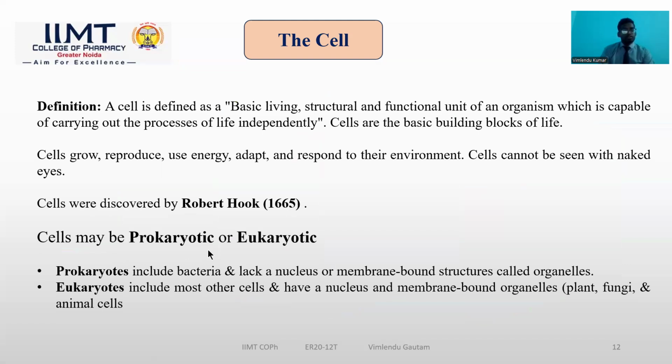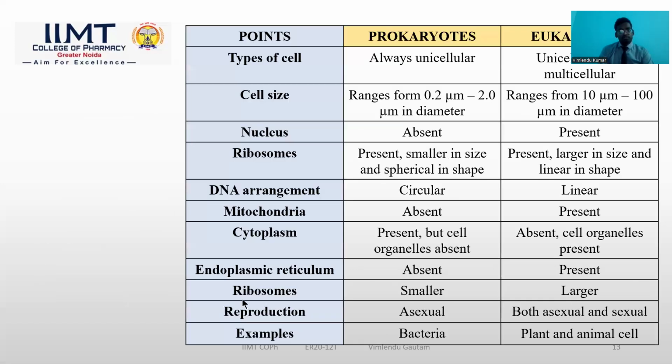Cells can be prokaryotic or eukaryotic. Prokaryotes include bacteria and lack a nucleus or membrane-bound structures called organelles. Eukaryotes include other cells and have a nucleus and membrane-bound organelles. Examples are plant, fungi, and animal cells.